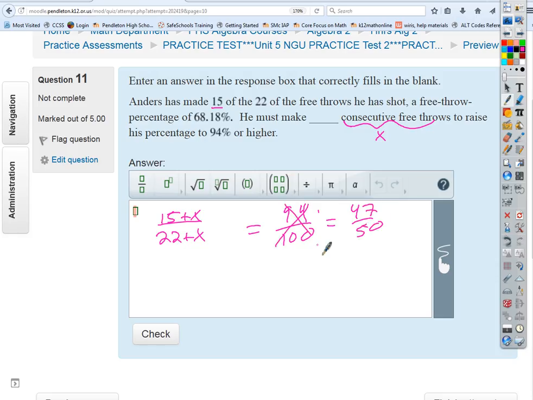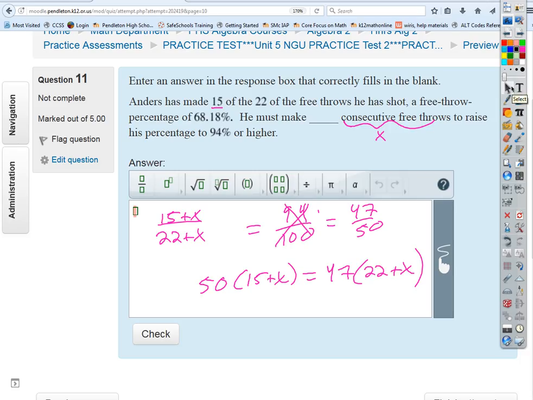So if I cross multiply, 50 times (15 plus X) equals 47 times (22 plus X), right? Just solve for X. What if I end up getting X equals like 17.3? 18 is the answer then, isn't it? 17 is not enough. And you can't shoot a partial free throw, right?